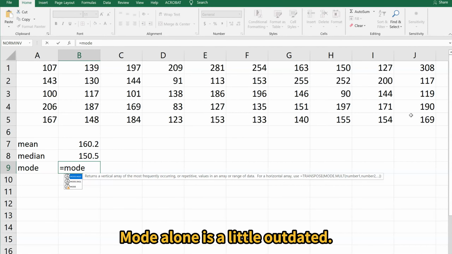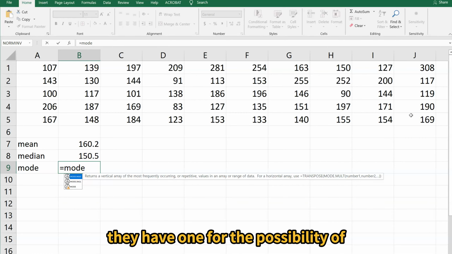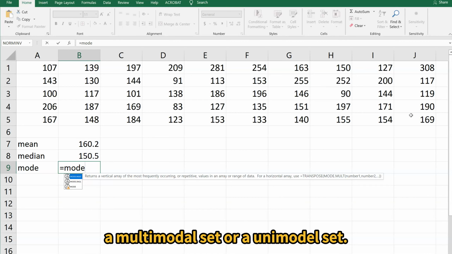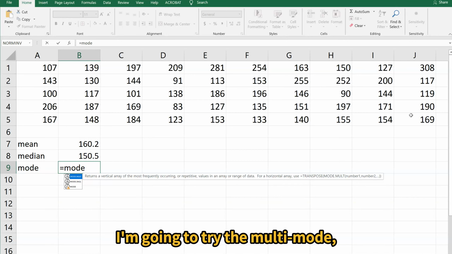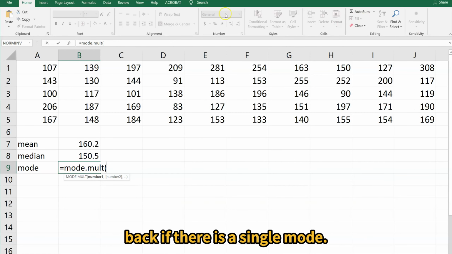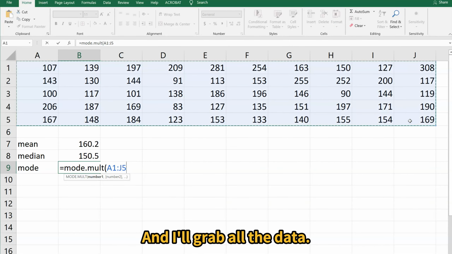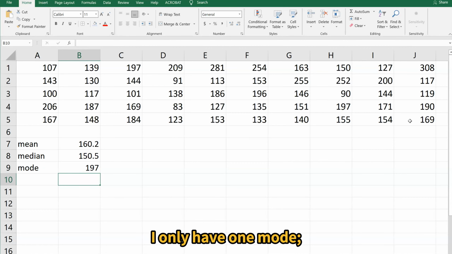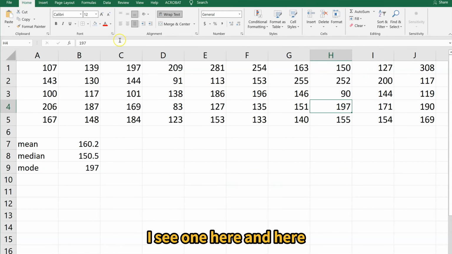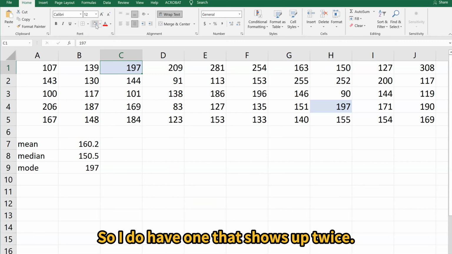And then for our mode, we can actually type the word mode. Mode alone is a little outdated. So they have 2 more. They have one for the possibility of a multimodal set or a unimodal set. Since I don't know, I'm going to try the multimode because the multimode will actually return only a single mode if there is a single mode. So it kind of works well for both situations. And I'll grab all the data. I only have one mode. 197 shows up more than once. And glancing at the data, I see one here and here, and that's all I see off the top of my head. So I do have one that shows up twice.